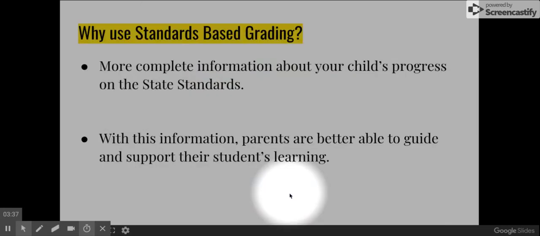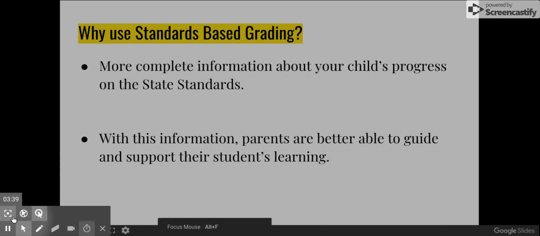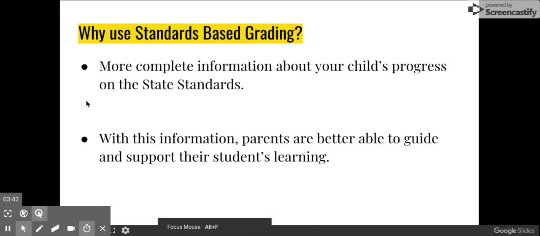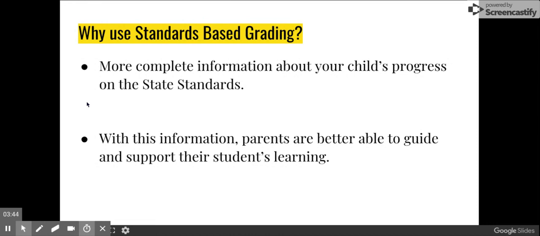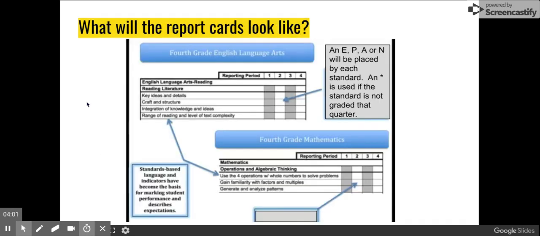So why are we using a standards-based grading system? One, the students, and two, the parents. For the students, there is data that shows that they are more successful in a standards-based grading system. And for parents, we're going to be communicating with you better than ever how to guide and support your child's learning. The question that's on everyone's mind: what does the report card look like?